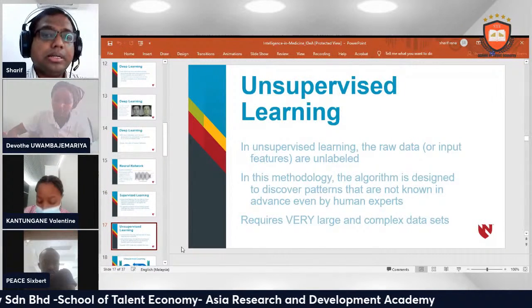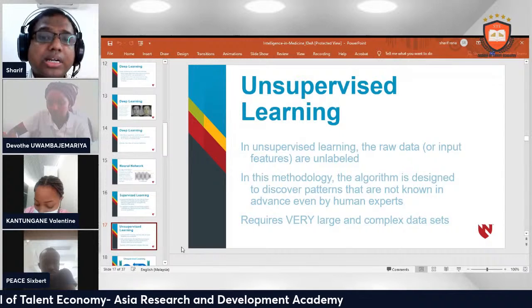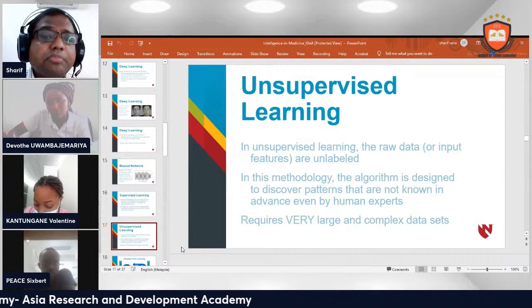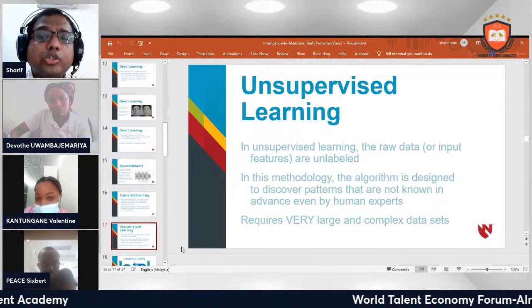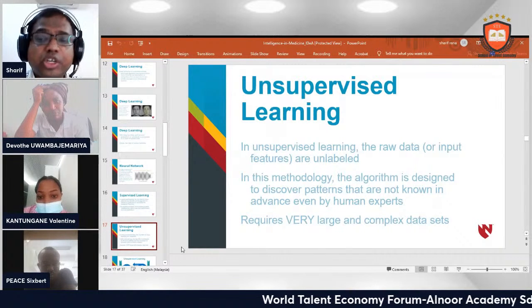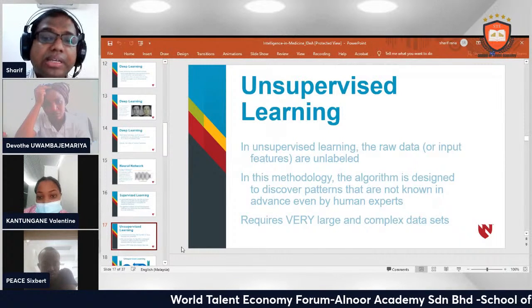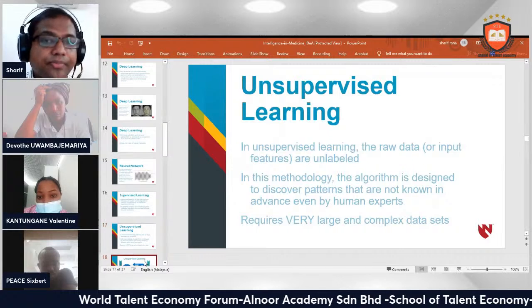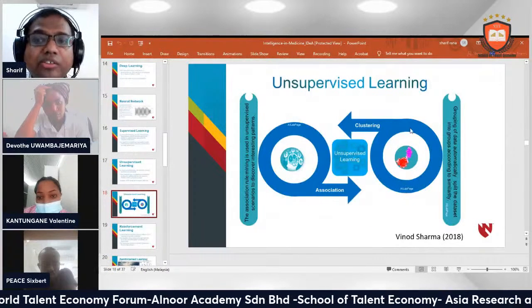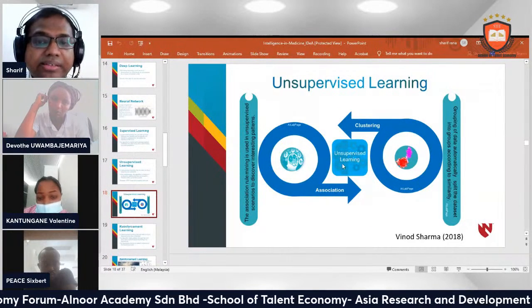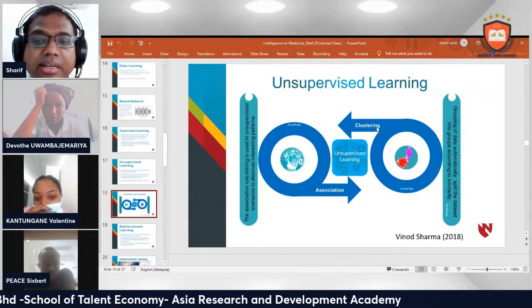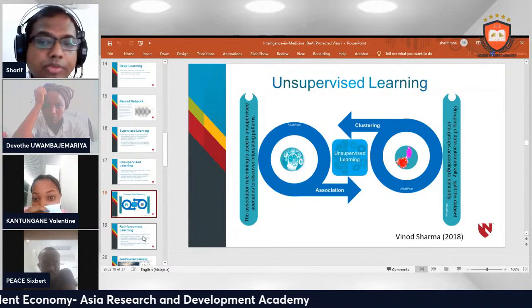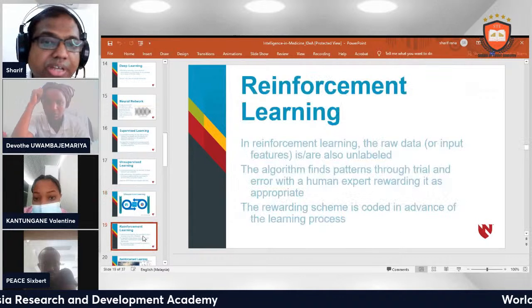Unsupervised learning. In unsupervised learning, the raw data are unlabeled. In this methodology, the algorithm is designed to discover patterns that are not known in advance even to human experts, and it requires very large and complex data sets. So this is the process of unsupervised learning. You can see that in unsupervised learning there is association and there is clustering, and this is one of the processes from Vinod Sharma 2018.